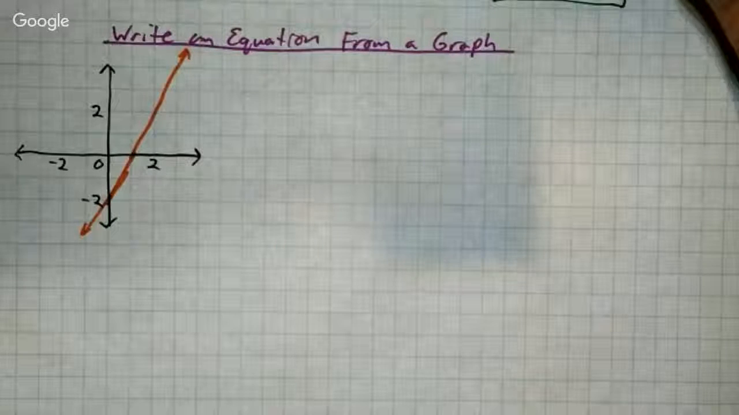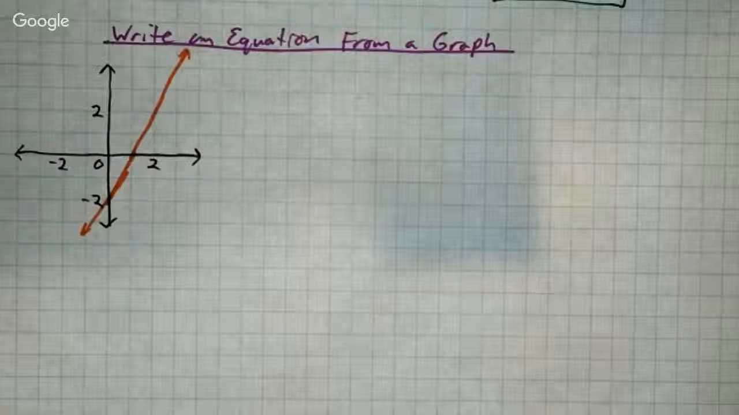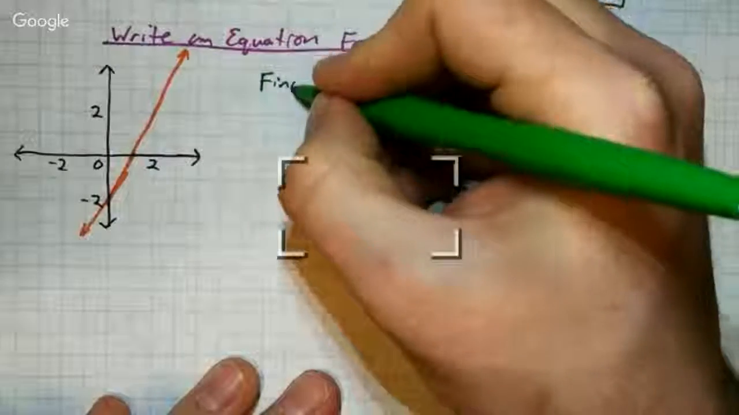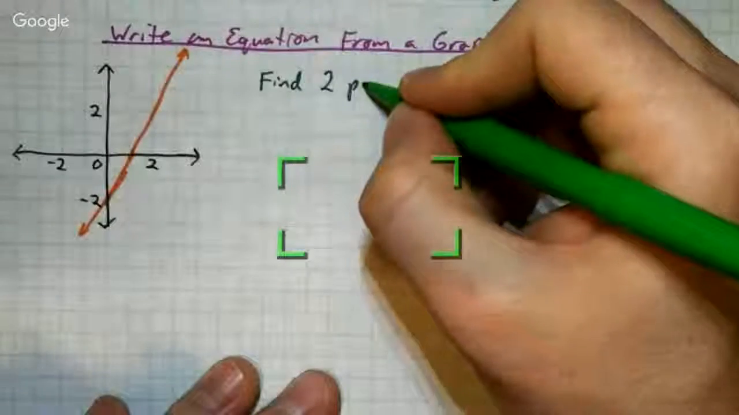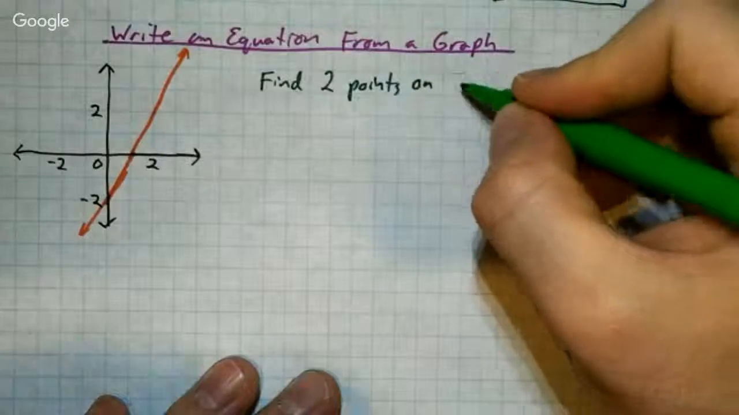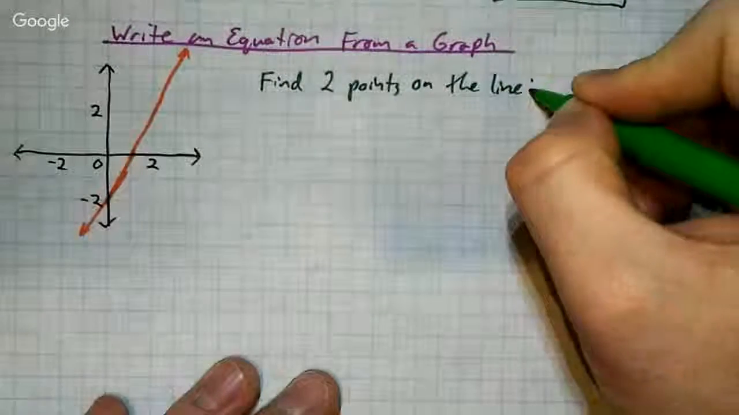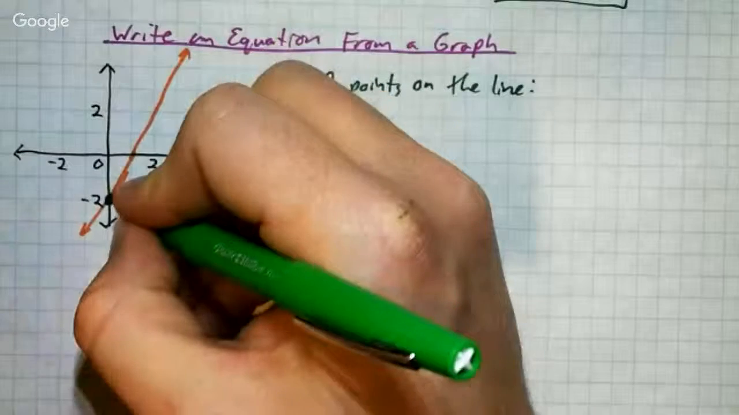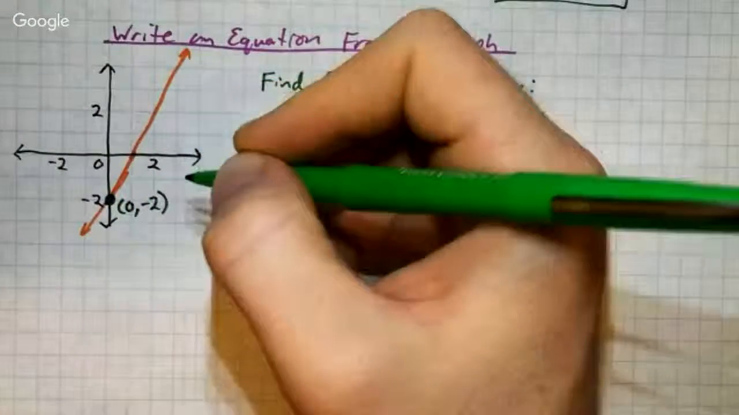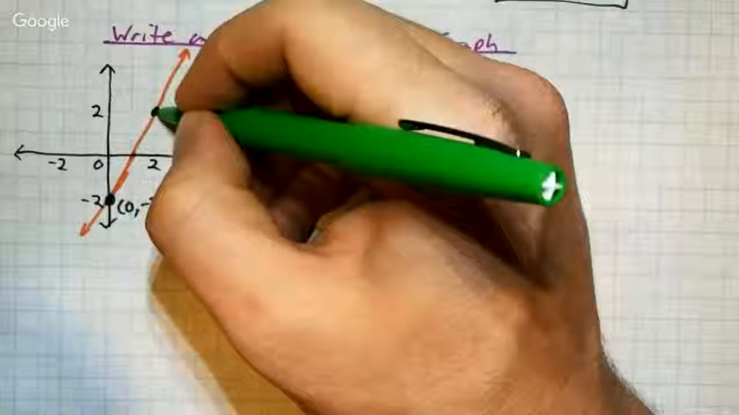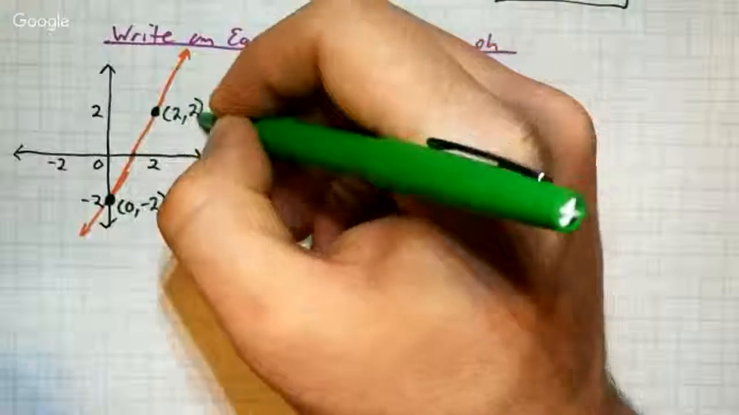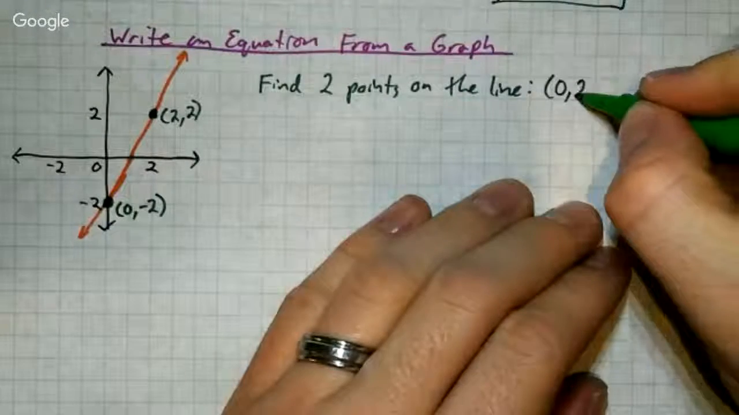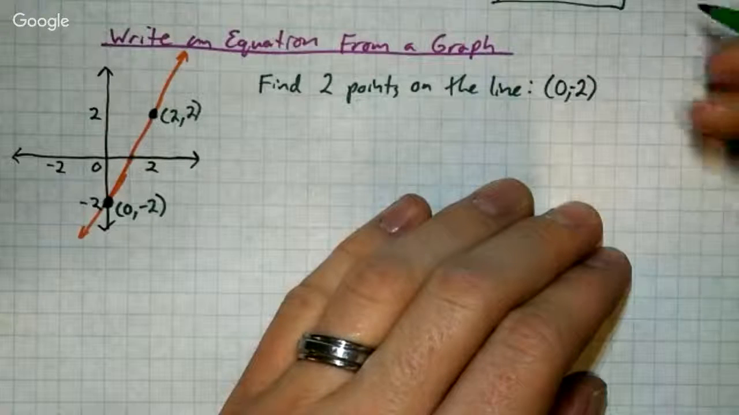Okay, so first thing we need to do is we need to find 2 points along this graph, because that's all we need. So we need to find 2 points on the line. So what 2 points can we find? Well, I can see one crosses right here. This point is 0, -2. And I see a point right here that I can see, which is 2, 2. Okay, so those are my 2 points, 0, 2. Oh, sorry, 0, -2.